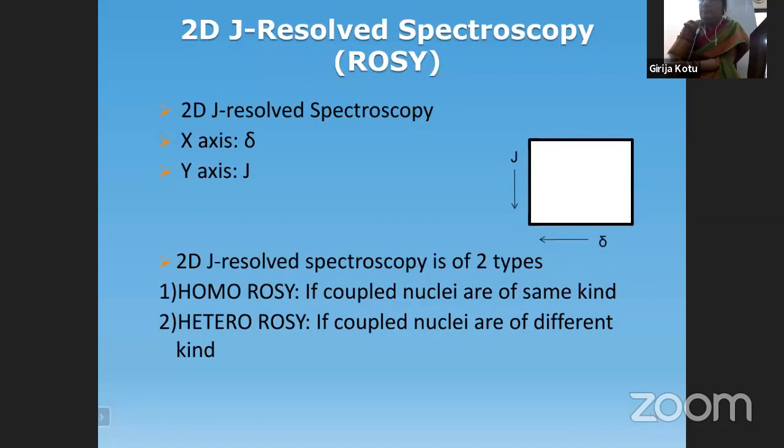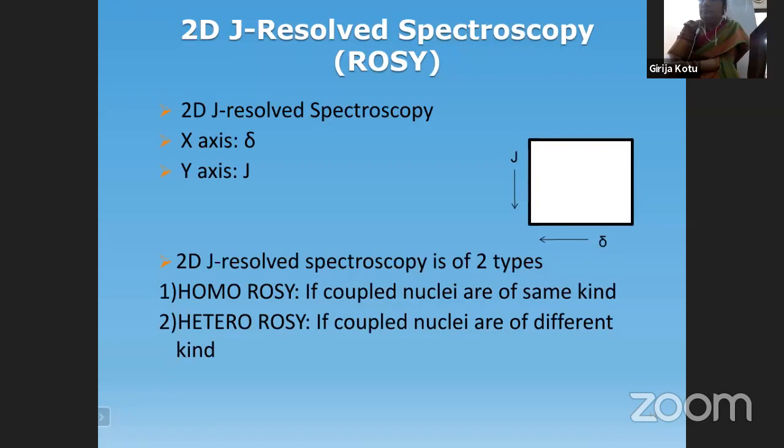We are talking about JRES. So what exactly is J-resolved spectroscopy? As the name itself indicates, the x-axis here refers to delta and the y-axis refers to J, because the spectrum is resolved based on the couplings. Resolution is nothing but separation, isn't it? We are talking about 2D NMR techniques because we have to resolve the multiplets, and here the multiplets are resolved based on the J values. So hence it is J-resolved spectroscopy, where the x-axis refers to delta values and the y-axis refers to couplings.